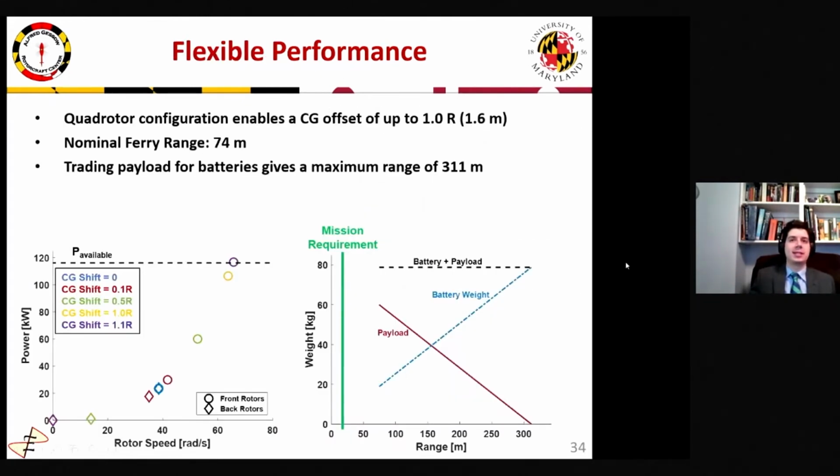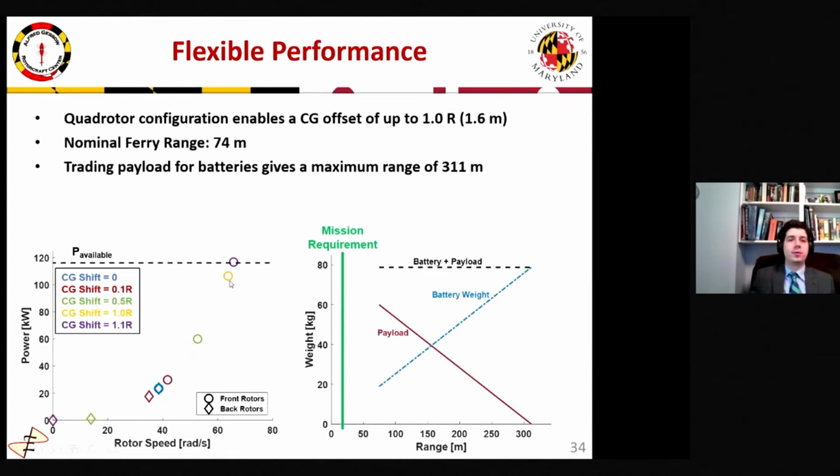As designed, Ellico has enough excess power and energy to enable rapid climb rates and hover at altitudes well exceeding mission requirements. In addition to this, the quad rotor configuration combined with this excess power allows for very large CG offsets. This graph on the left shows the rotor power given to the front and the back rotors as the CG shifts forward. And so with 0 shift, we see the front and back rotors show the same power requirements. But as the CG shifts forward, the front rotors require a higher power in order to accommodate this higher load, and the back rotors are offloaded.